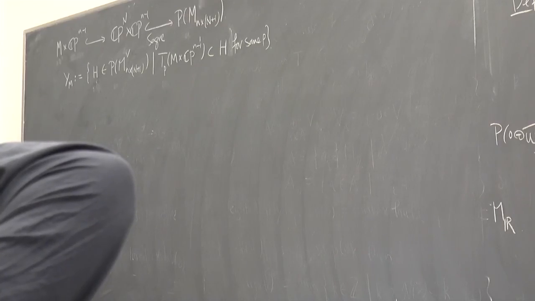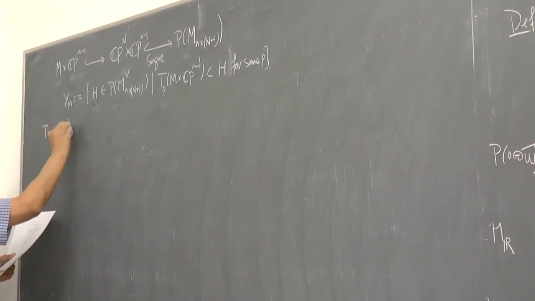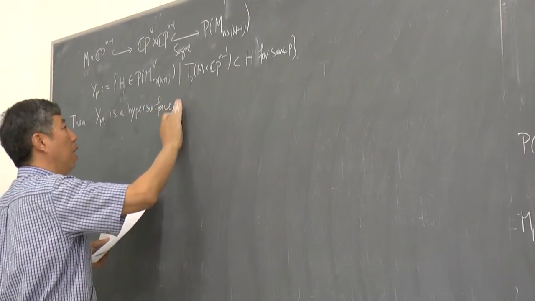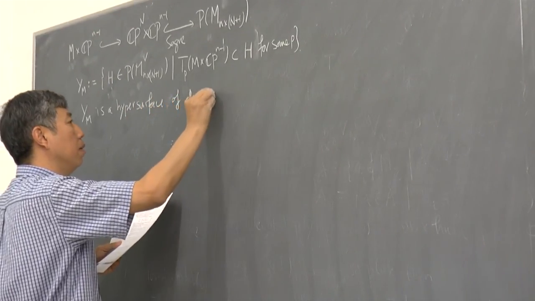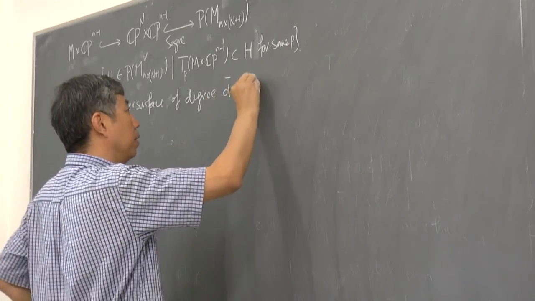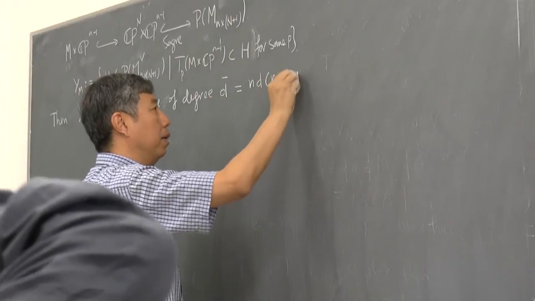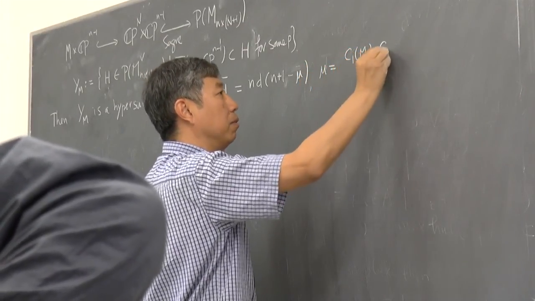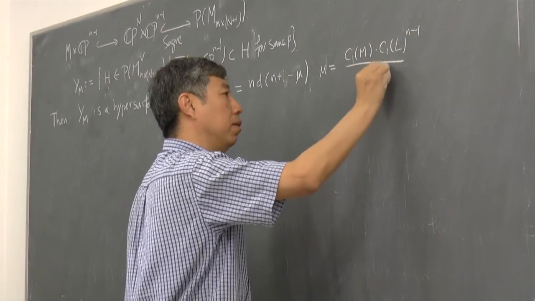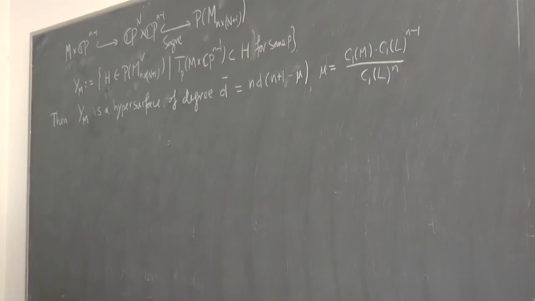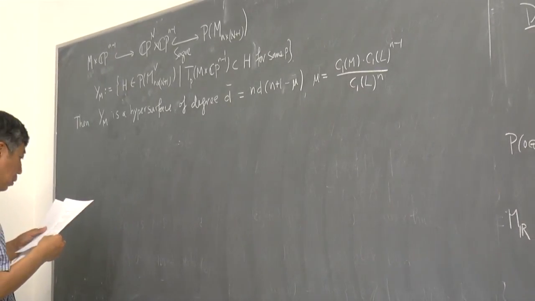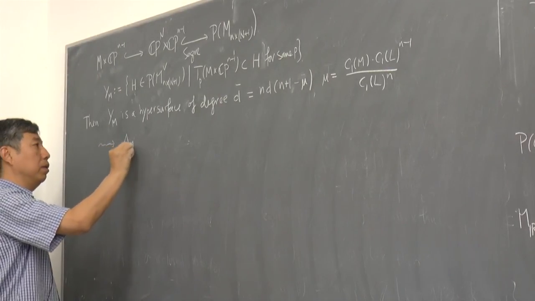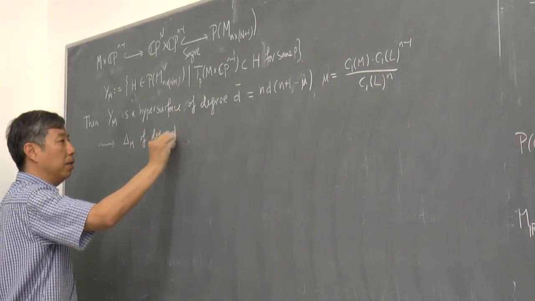is good. Then you can check that the degeneracy locus is a hypersurface, again a hypersurface inside here, of degree d bar, equal to n d plus n plus 1 minus mu bar mu. So mu is determined by the first Chern class, c1(M) minus c1(R) to the n minus 1, divided by... So that's d bar. Since it's a hypersurface, you get another polynomial of degree d bar.